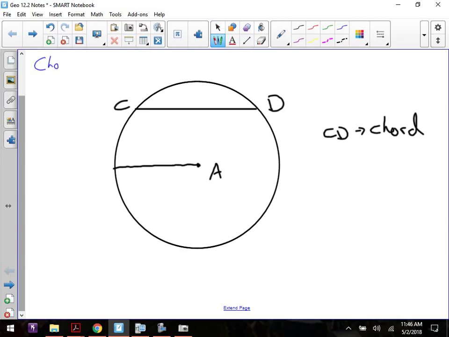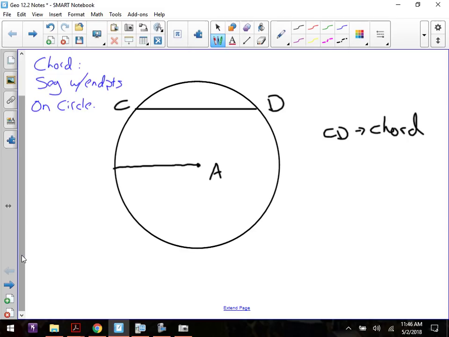Now, remember, a diameter is a chord, a segment with endpoints on the circle. Okay? And obviously a diameter has endpoints on the circle, so it winds up just becoming the fanciest chord that you can have.